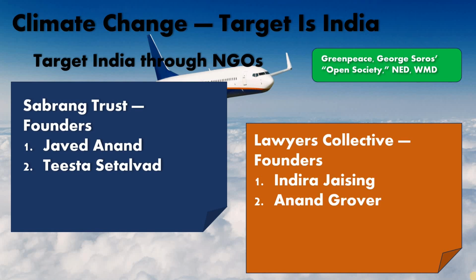But now the climate change ideas are there only to target India. How are they targeting India? They are depriving India of energy security. India has a population of 1.4 billion.